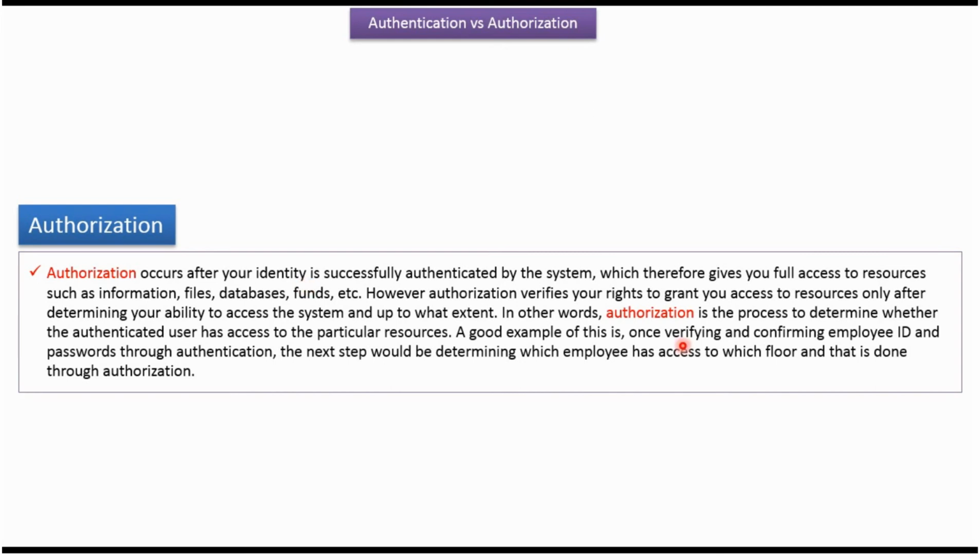And a real-time example is: once verifying and confirming an employee ID and password through authentication, the next step would be determining which employee has access to which floor, and that is done through authorization.